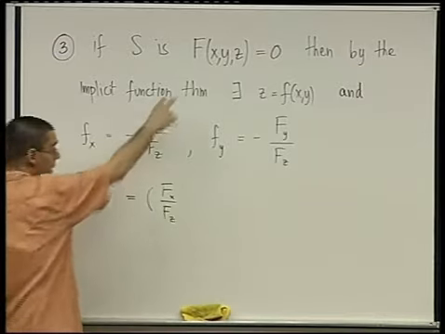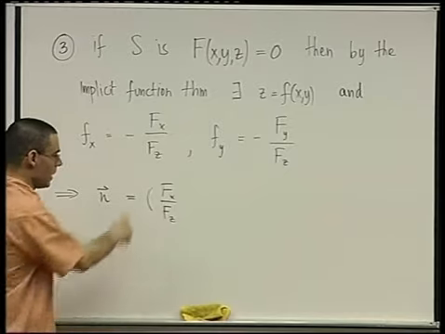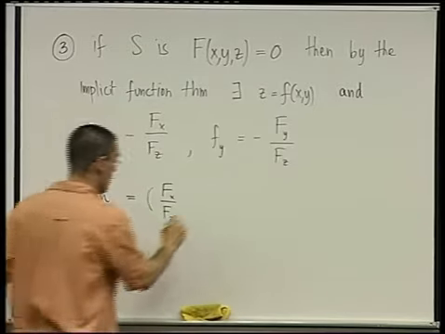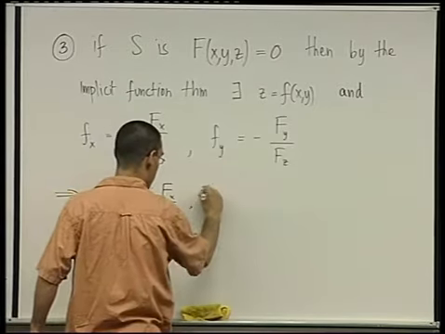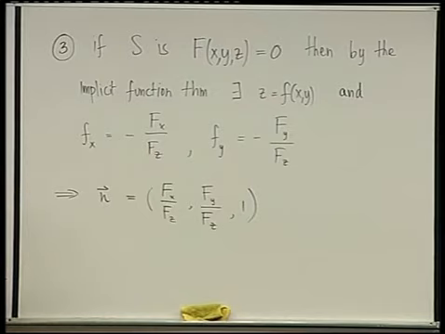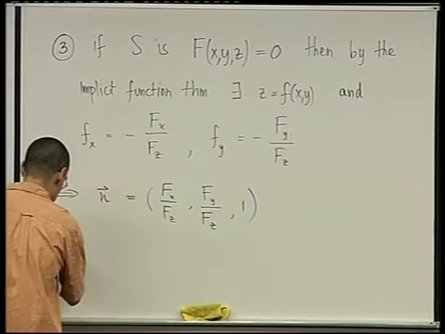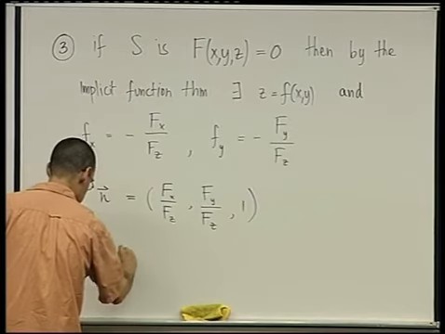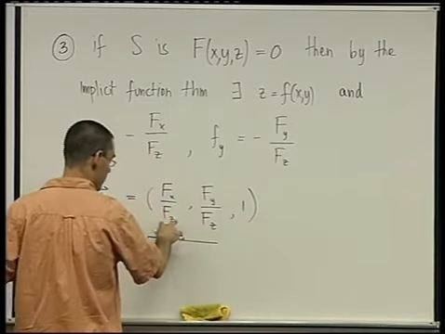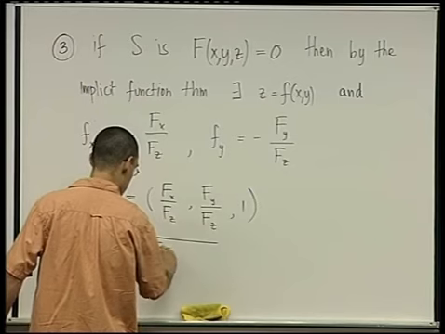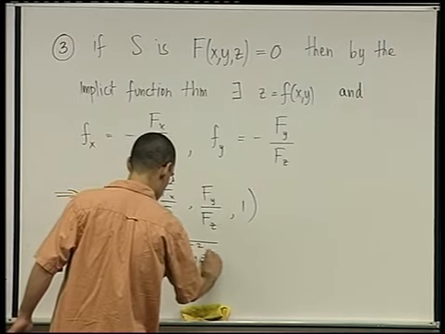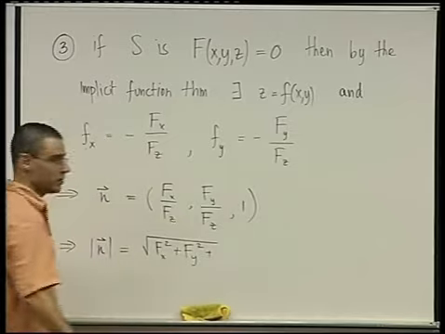And these I know how to find. These are the partial derivatives of the function F. F is given, right? And then the y-coordinate is minus this, so it's F_y divided by F_z, and 1. That's the normal, right? And therefore the length of the normal is the root of the sum of these. So I'm going to divide by F_z. So it's F_x squared plus F_y squared, plus F_z divided by F_z.